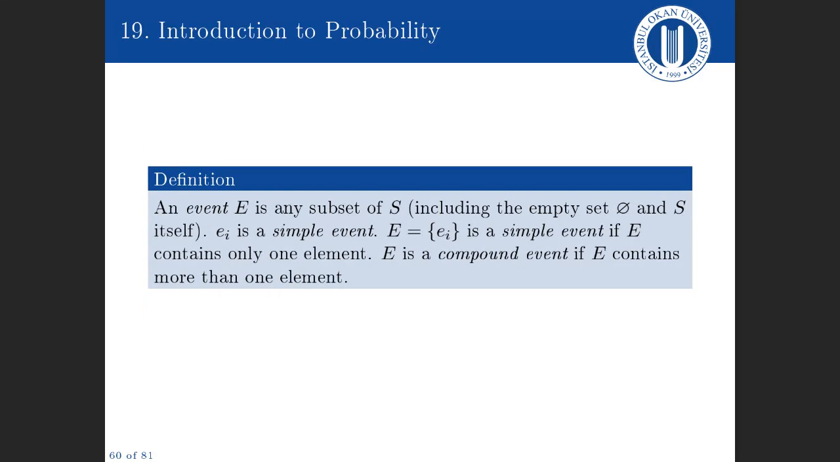An event, E, is any subset of S. And when we say any subset, we include the empty set, that's the circle with a line through, and we include the whole set S itself. Each one of the Ei's is a simple event. If capital E is the set containing Ei, that's also called a simple event. But if E is a subset which contains more than one element, then it's called a compound event.